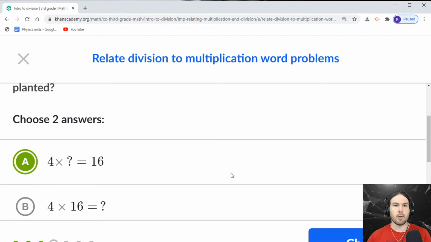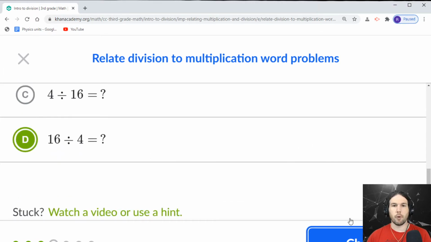So 4 times blank equals 16. 16 divided by 4 equals blank. And again, we're not interested in the answer yet. We will do plenty of actual division, getting actual answers later on in this stream.